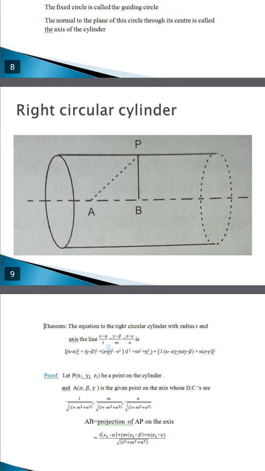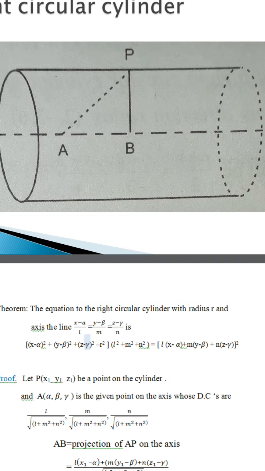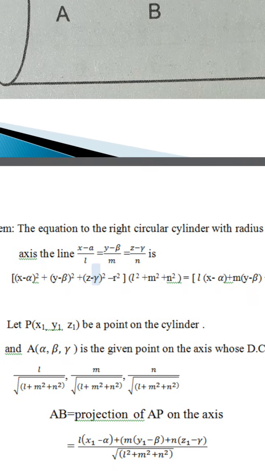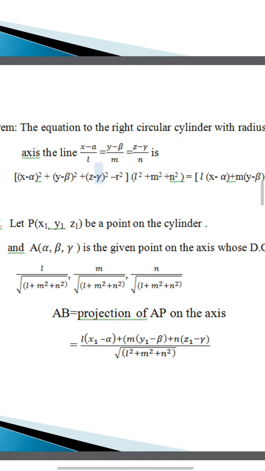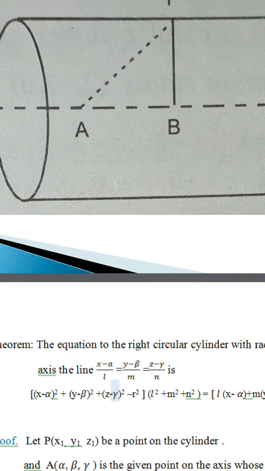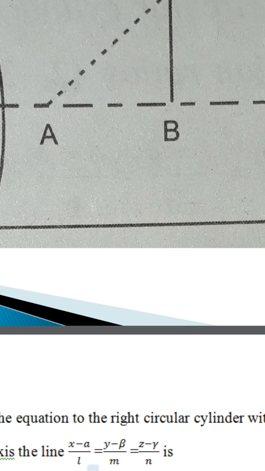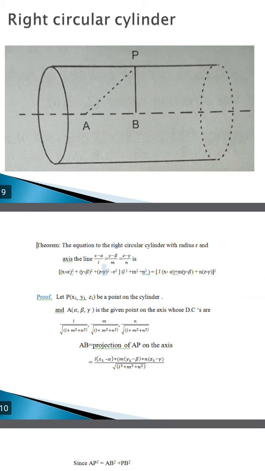Now, the theorem: the equation of the right circular cylinder with radius r and axis the line (x minus alpha)/l = (y minus beta)/m = (z minus gamma)/n is this one. First of all, we should know what the axis of the line is. This is the axis of the cylinder. The dotted line represents the axis of the cylinder.